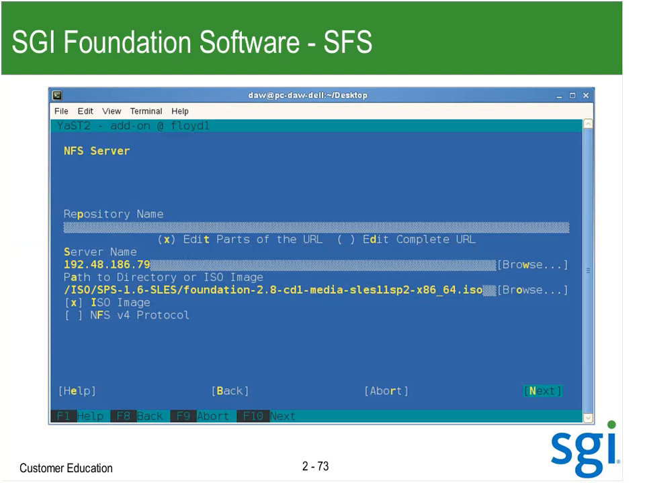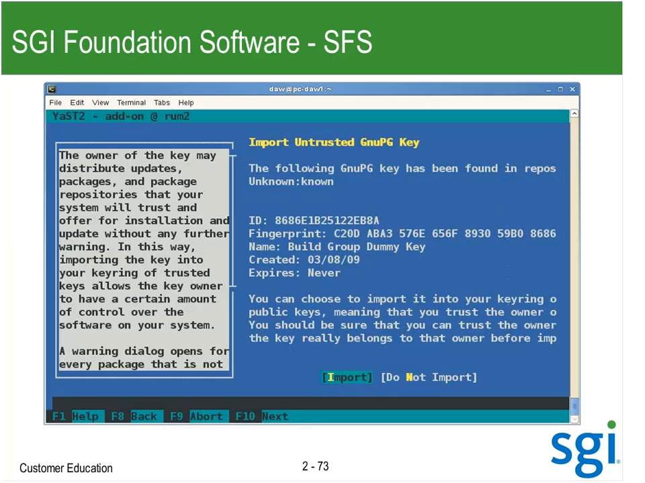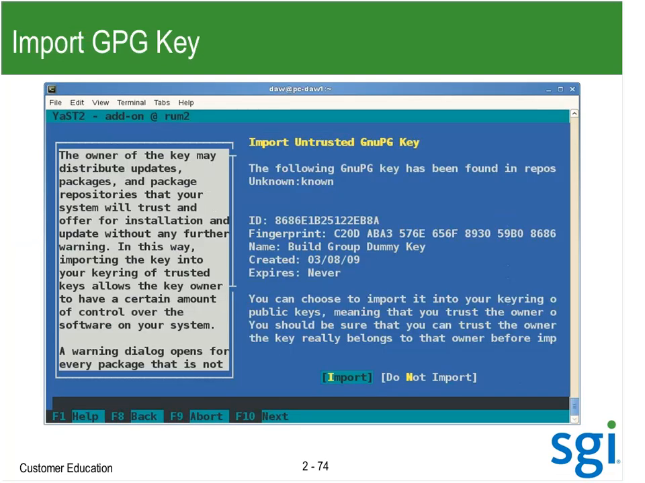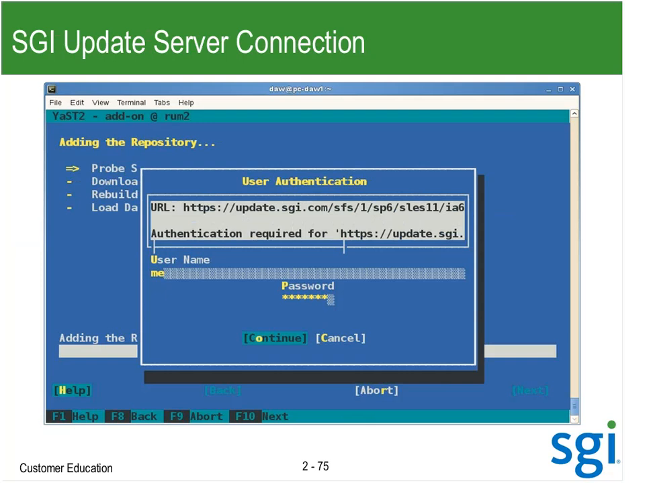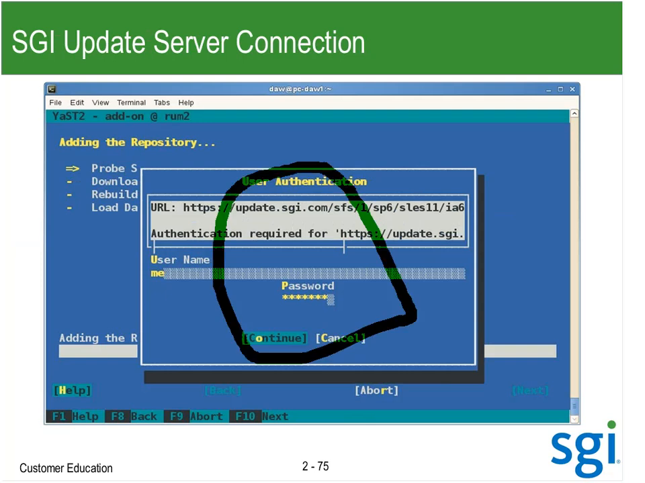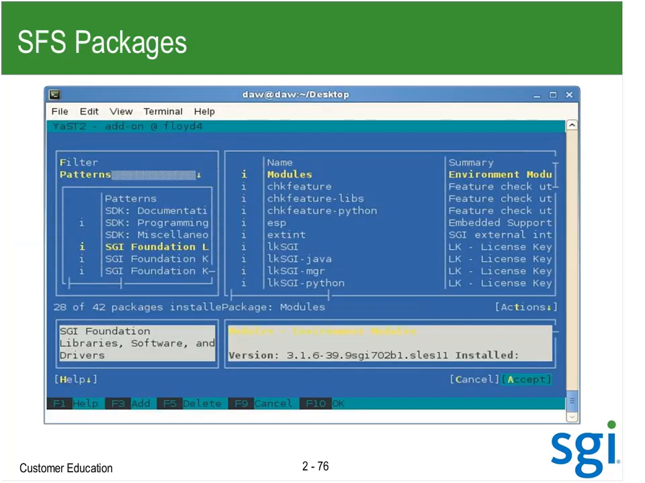Then we're going to do Foundation, same way, slightly different path. Note it is SPS 1.6 SLES. That's the stuff that I just showed you. Tick the ISO image. And then this is going to import the SGI PGP key. There will be authentication that you're going to try to ignore. Unless you've got a Supportfolio account already, you could put in your Supportfolio account. But I'm just going to continue and ignore.